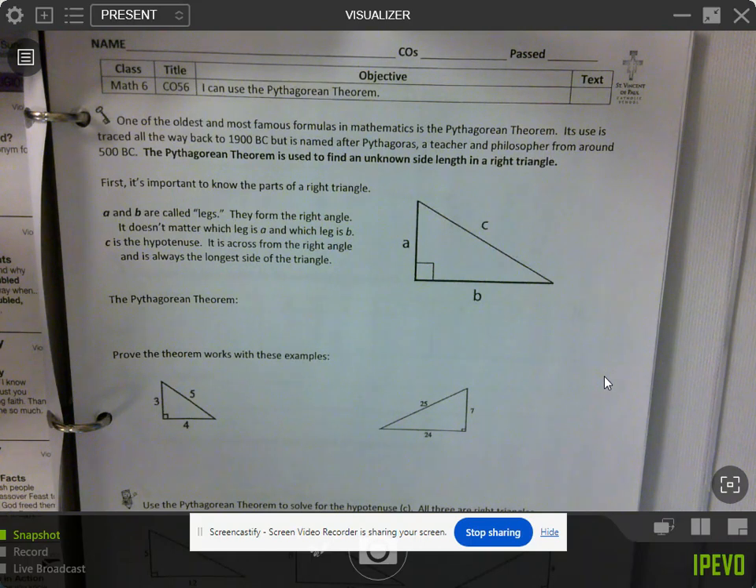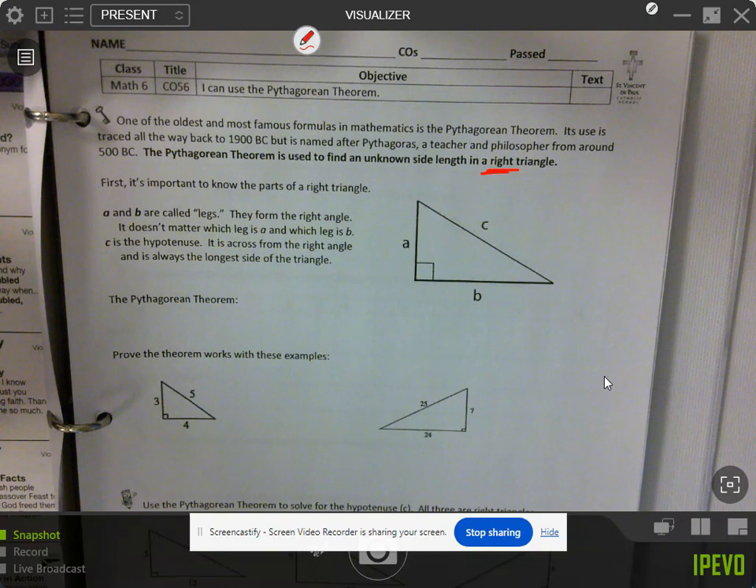So the Pythagorean theorem is used to find an unknown side length in a right triangle. We talked about finding the unknown angle lengths. Now we're going to find an unknown side length, but it only works with what kind of triangle? What did I just read? A right triangle. So it only works with right triangles. You will use this in your math career. Everybody will use this going forward.